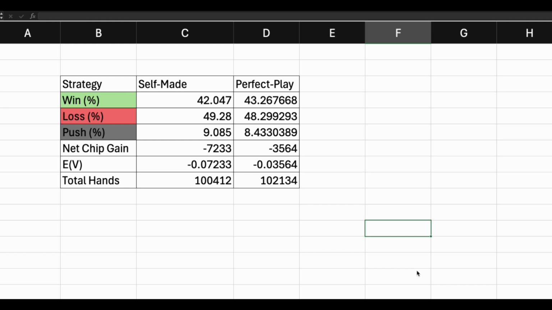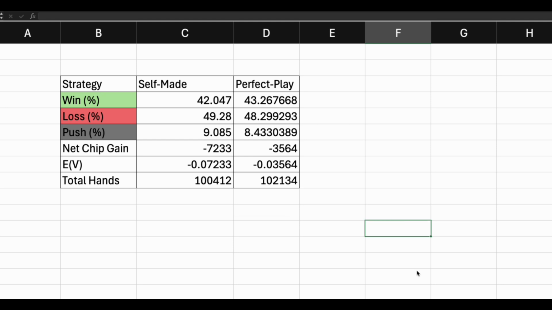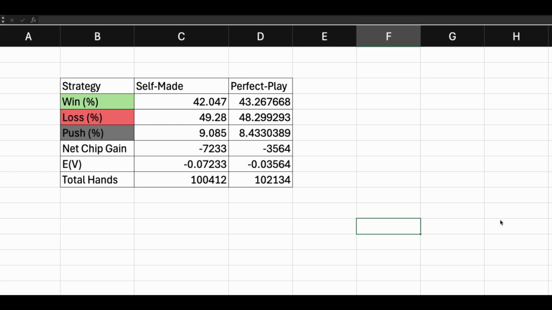This must be due to the increased amount of doubling and splitting in the updated strategy tables. This can be seen with an extra 1,700 hands played due to splitting. So this means even with the most optimal blackjack play in every single situation, blackjack is a losing game, with a house edge between 3 and 4% with perfect play and 7 to 8% with amateur play.